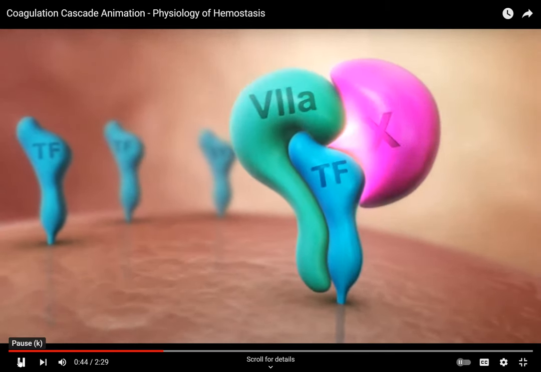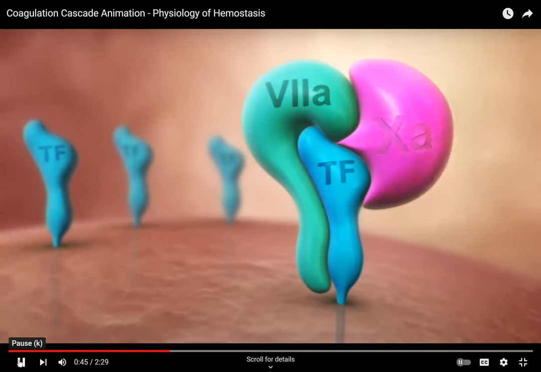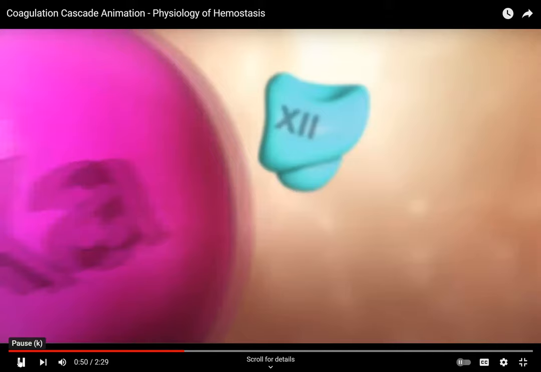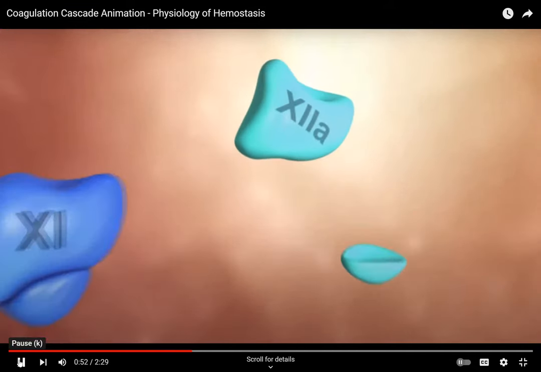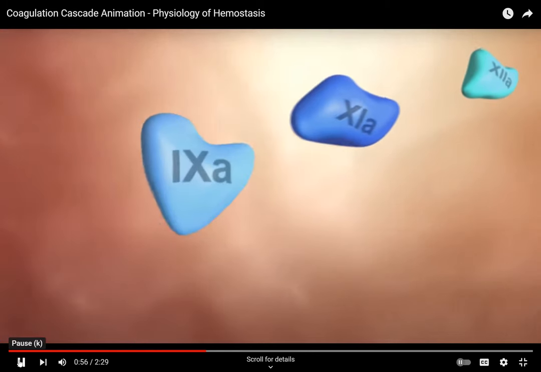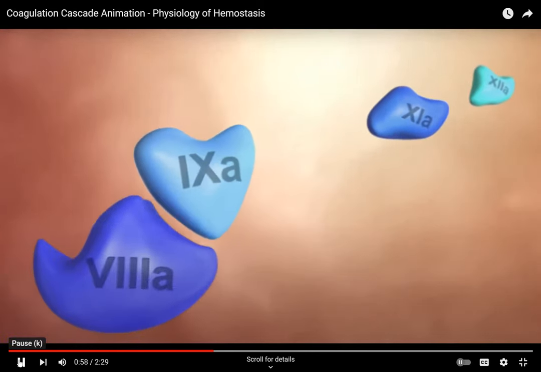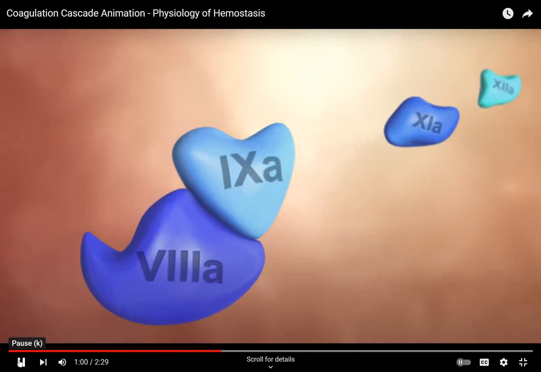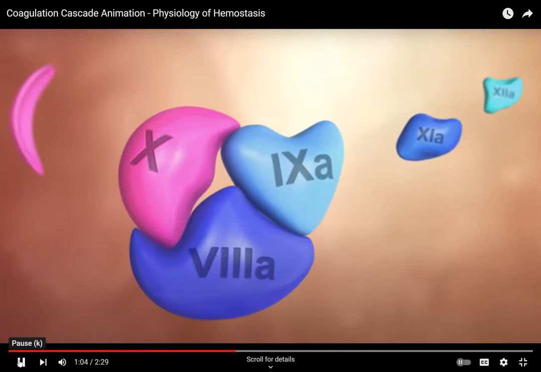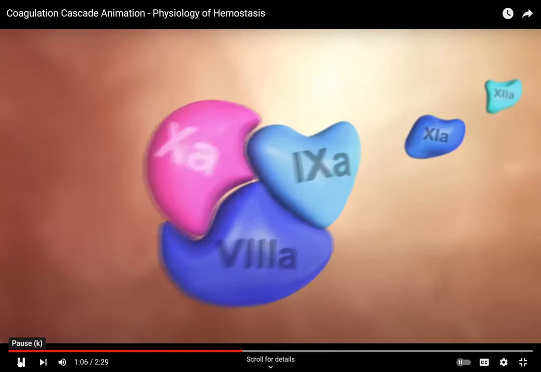This factor 10A is the point at which the extrinsic and the intrinsic pathways of the coagulation cascade meet. The intrinsic pathway consists of various coagulation factors activating each other in a chain reaction. At its end, a complex with an additional cofactor is formed. This complex now activates factor 10.